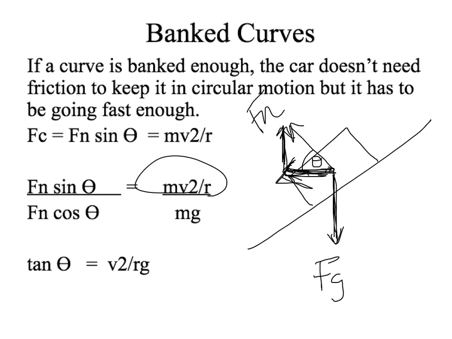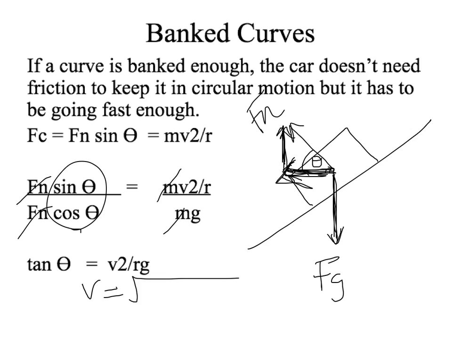With all of that, and I won't go through every single little step, you come up with F sub n sine of theta equals mv squared over r. And we also know that F sub n cosine of theta will equal mg. Putting those together, the m's cancel, the F sub n cancels, this is the tangent of theta, and we end up with that same equation that we were using for the airplane lab. So it doesn't matter if it's tension or normal force, it's the same formula.